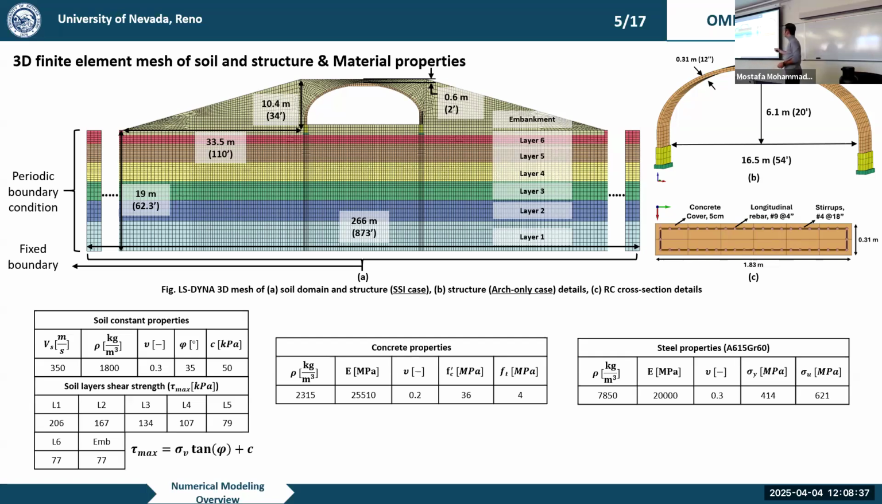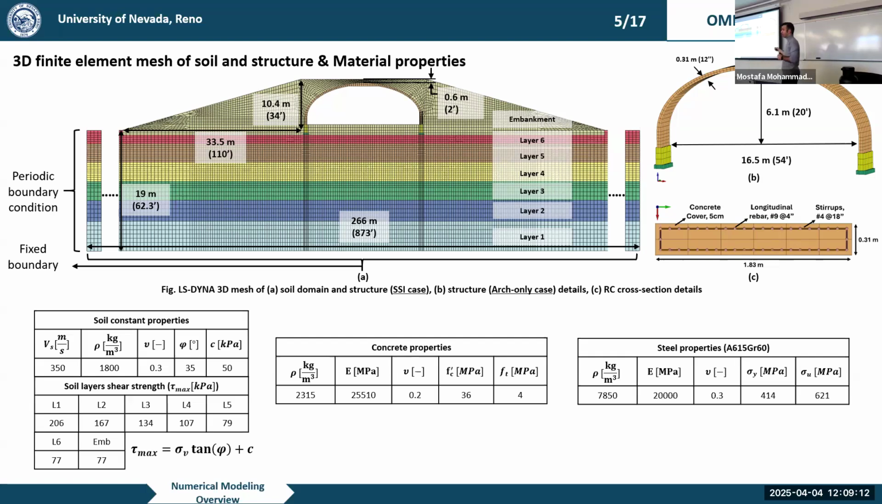We will have 2 feet of burial depth. We will have a ramped embankment, as you can see. And here is the configuration of my soil domain. The structure consists of this: a foundation wall arch system, which I call the arch-only case. You can see the span is 54 feet, the rise is 20 feet, the thickness is 12 inches, and you can see the reinforcement details in the cross-section of the whole arch here.